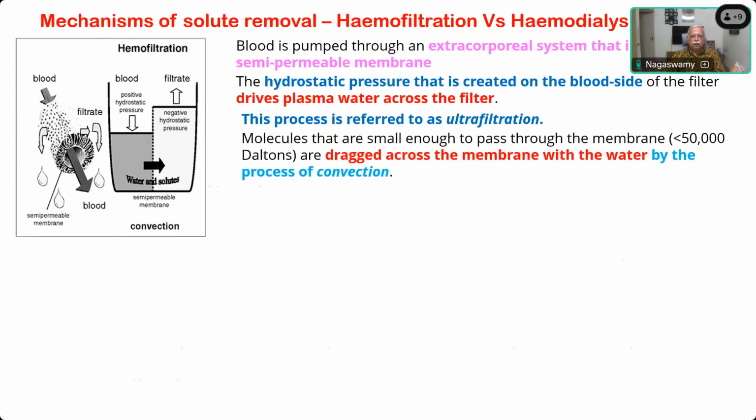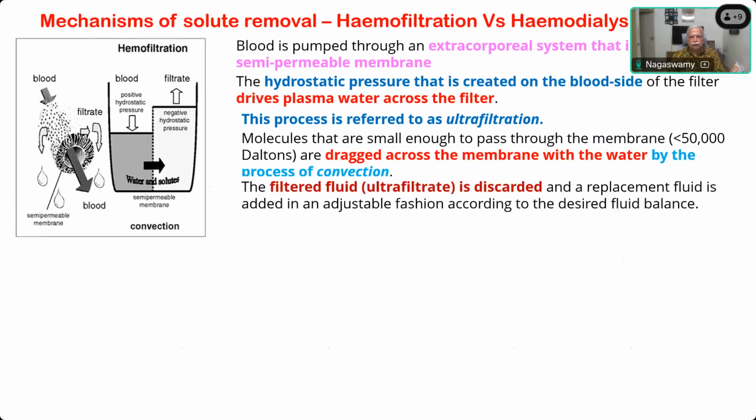And the molecules that are small enough pass through the membrane. So the pores of this semipermeable membrane are such that small particles shall be dragged across the membrane with the water by the process of convection. So the water going out from the blood into the empty space is ultrafiltration. The solutes being dragged along with the water is the convection. So there are two processes going on in this mechanism.